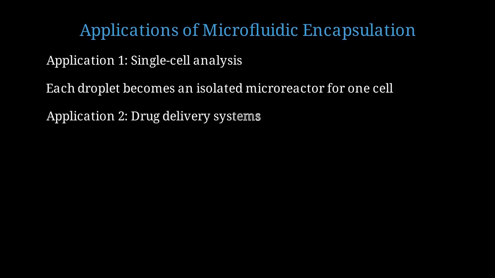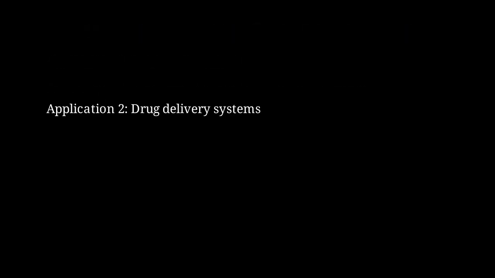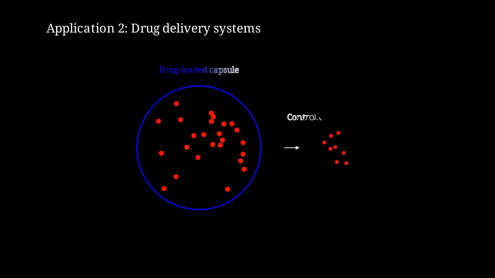Application 2 is drug delivery. Encapsulation protects drugs from degradation and enables controlled, sustained release at target sites in the body. Here we see a drug-loaded capsule with red drug molecules inside. Over time, the capsule breaks down and releases the drug in a controlled manner.